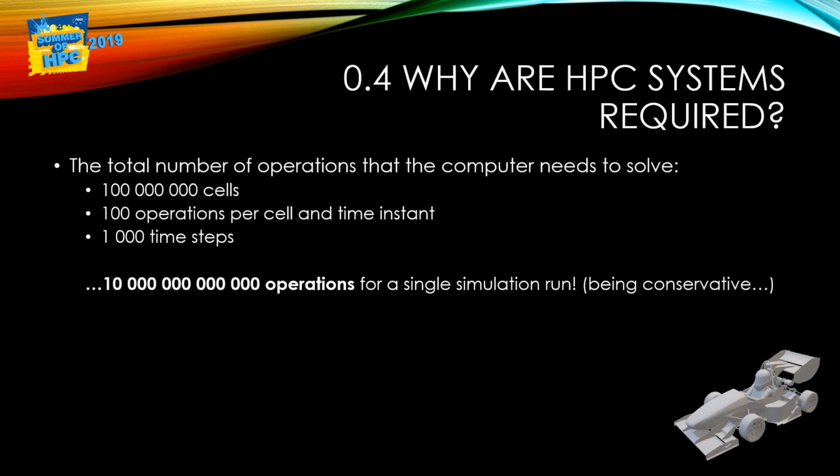However, these problems are not easy to solve. As a rough estimation, if the mesh contains 100 million cells, if 100 iterations are needed to solve for the variables at each cell, being this a fairly conservative assumption, and if 1000 time steps are solved to have not a picture but a film of how the flow evolves, then that makes a total of around 10 billion operations to solve a single simulation run.